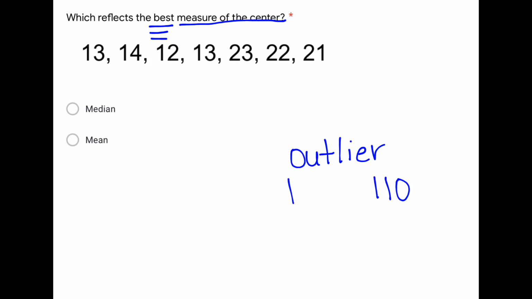But when all of our numbers are closer together and there's no outlier, we will choose mean as our best measure of center. You need to decide if this data set has an outlier, a number that is far off from the rest. If it does have an outlier, then you want to pick median. If it does not have an outlier, then you are going to pick mean.